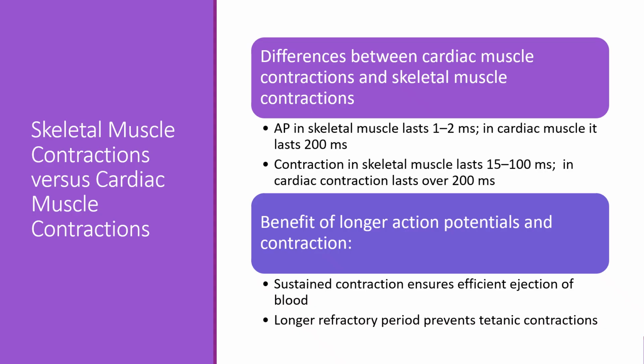The longer refractory period is going to prevent tetanic contractions. You saw those in skeletal muscle, and you actually want those in skeletal muscle. That's what allows you to have sustained contraction of, let's just say, to hold up a book or whatever it is that you're lifting or moving. In heart, that's not something we want. So some really significant differences between those two.